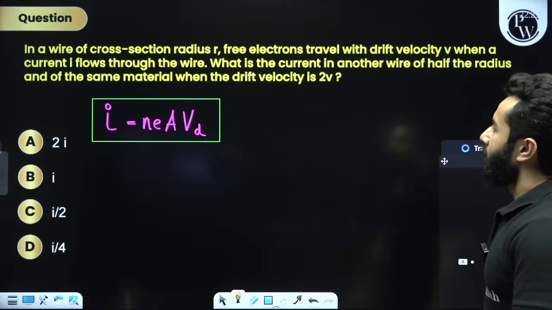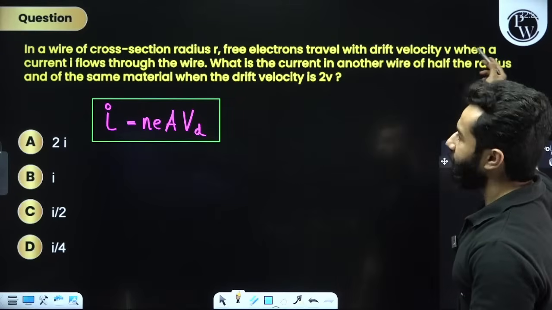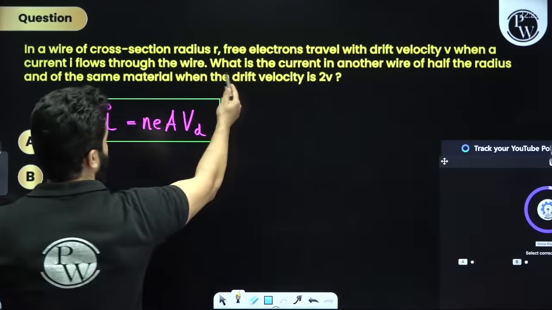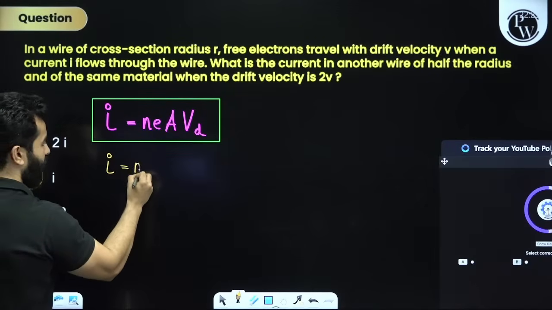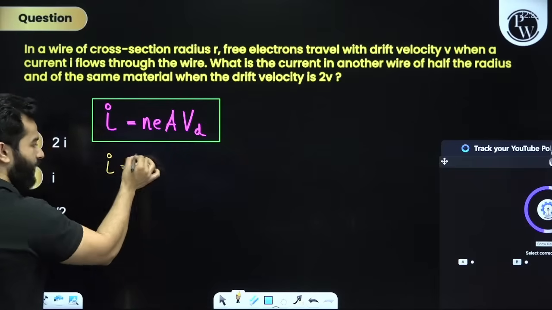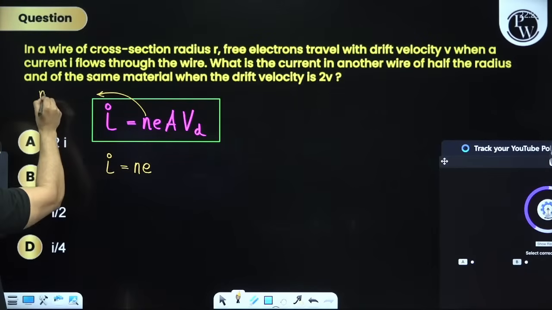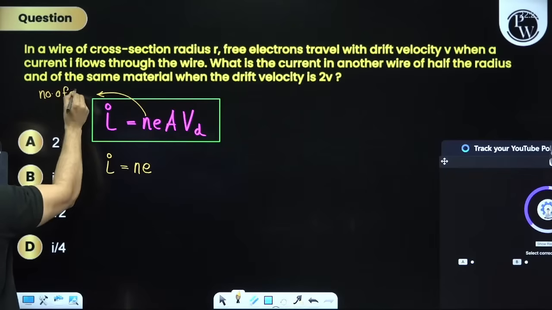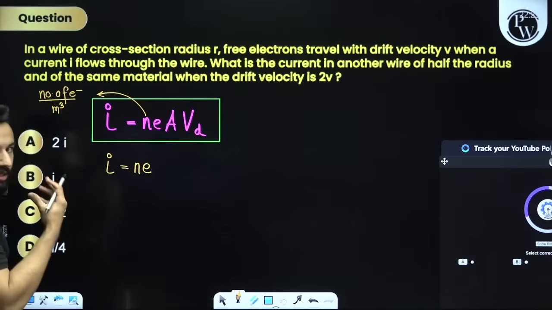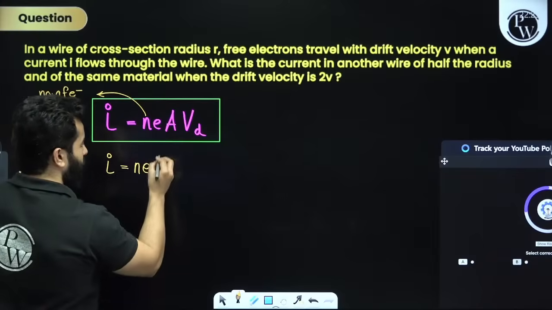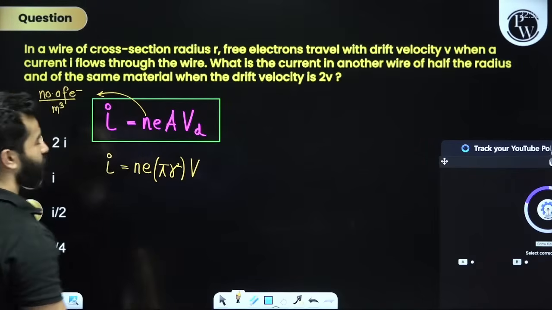Alright. So now they are saying first radius was R, free electrons are traveling with drift velocity V when a current I is flowing, right? What is the current in another wire? Now please see. So current is I, n, let's suppose n is there. n depends upon the wire. n is the number of electrons per meter cube, that is free electron density. And then area is pi r square, multiplied by V. That's the case.